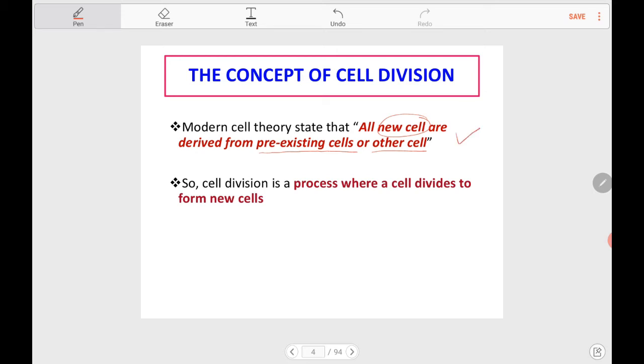Okay, so second, cell division is a process where a cell divides to form new cell. So statement yang kedua ni untuk bagi tahu apakah dimaksudkan dengan cell division, iaitu is a process where satu sel akan membuat division, membahagi to form new cell. Daripada satu sel yang asal, dia akan pecah dua untuk jadi dua sel yang baru.